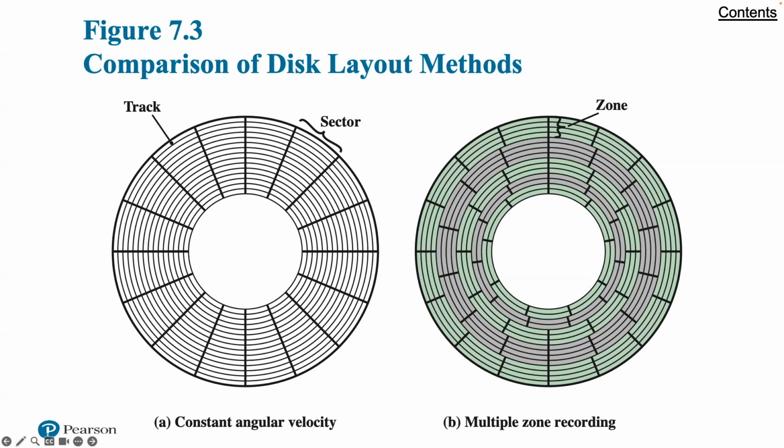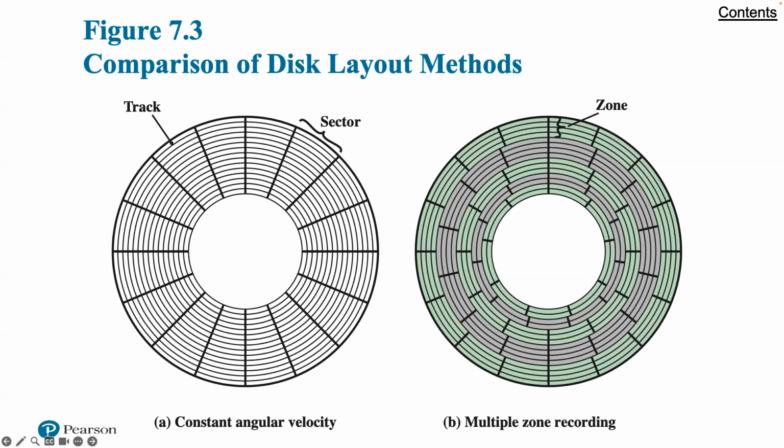The disadvantage of CAV is that the amount of data that can be stored on the long outer track is the same as what can be stored on the short inner track, because the density, in bits per linear inch, increases in moving from the outermost track to the innermost track. Disk storage capacity is straightforward.